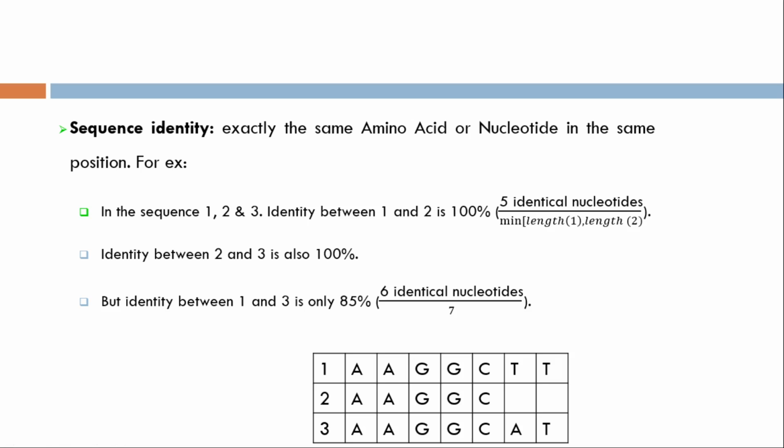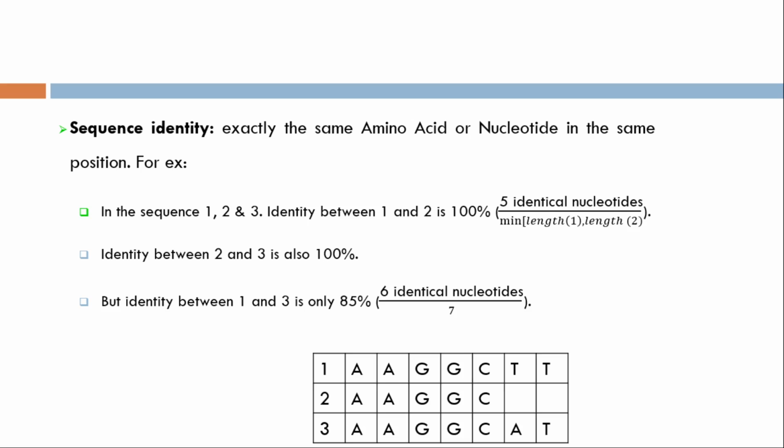Again, if you want to check the sequence identity between 2 and 3, the same scenario applies: only 5 identical nucleotides are there between sequence number 2 and 3, and the minimum length is that of sequence number 2, which has 5 bases. So 5 divided by 5 multiplied by 100 equals 100% identity. Both sequence number 2 and 3 are sharing it.